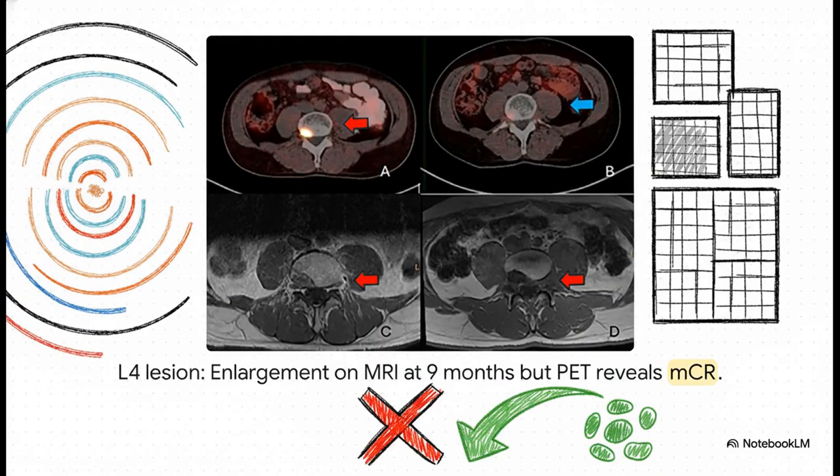We see the exact same phenomenon here with an L4 lesion. The post-treatment MRI at 9 months suggested failure with a clear increase in lesion size. But again, the PET scan reveals a near-metabolic complete response. That lack of metabolic activity saved this patient from an unnecessary biopsy or really heavy-handed salvage therapy. It proves that structural enlargement post-SBRT does not inherently mean active disease.